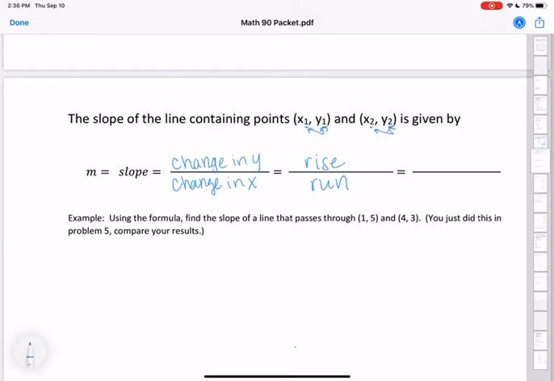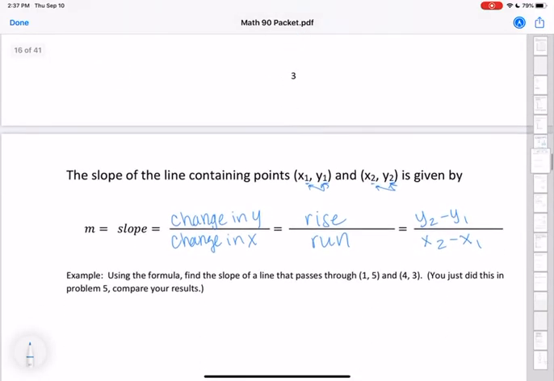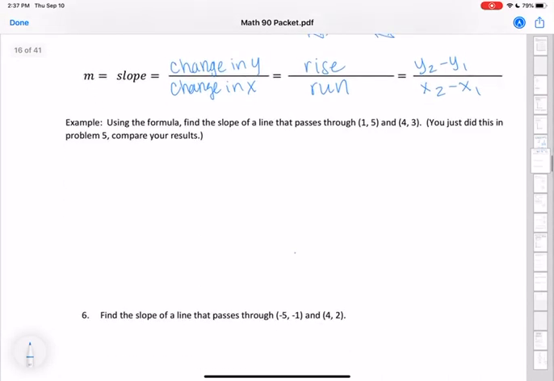Because what I want you to do is you're going to do y2 in the formula minus y1 to find that change in y, over the x2 minus x1 to find that run or that change in x. Okay, so using the formula, find the slope of a line that passes through these points. They sound familiar, right? (1, 5) and (4, 3). And I remind you, you just did this in the problem at the bottom of that last page. So then we're going to compare. We did get negative 2/3. Let's see if we get the same thing. All right, so I'll write this a little bit bigger so it's easier to see.